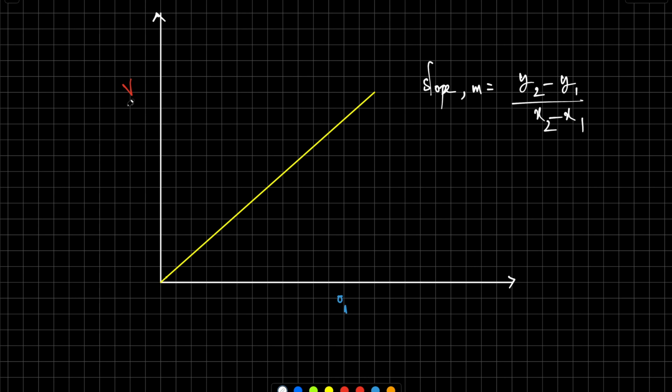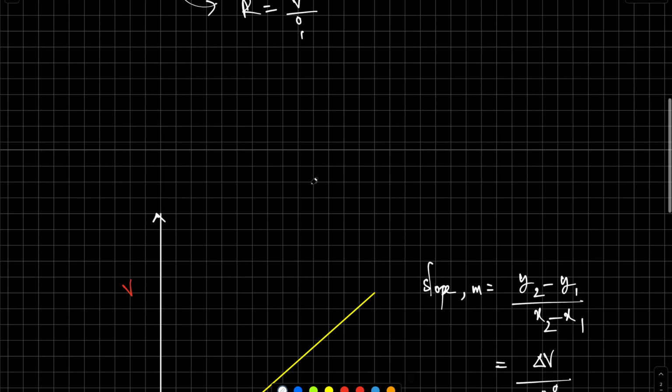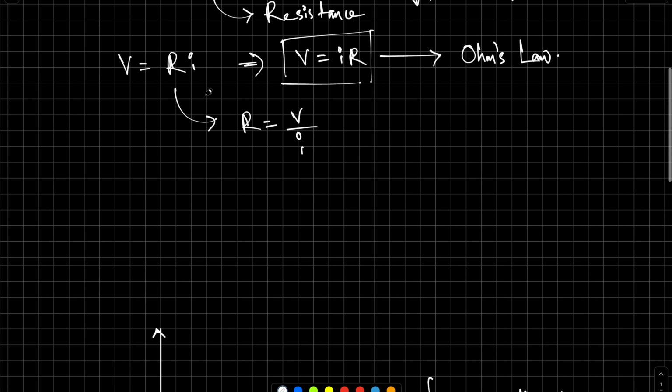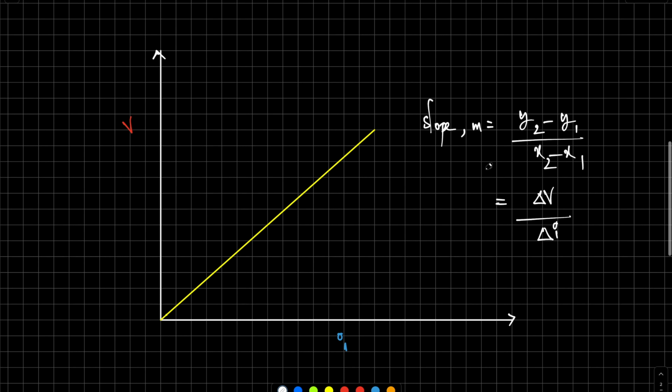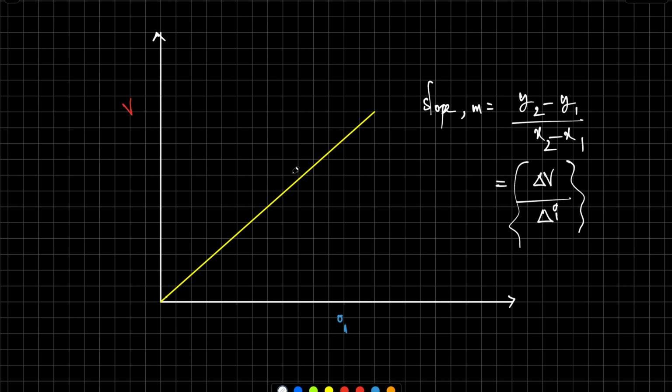Okay, so we have V on the y-axis and I on the x-axis, so we are finding delta V over delta I. From this equation, R equals V over I. So if you are finding the slope of a VI graph, you are finding the resistance. This is the ideal case and this can be applied only for ohmic resistors.